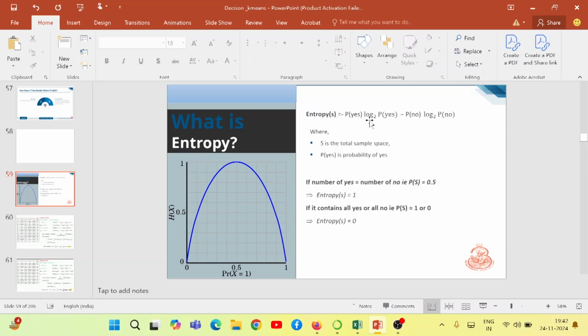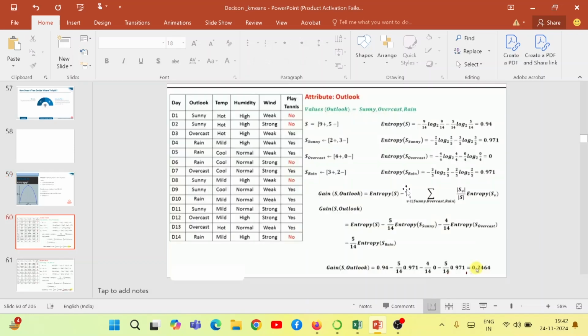Entropy, as we have seen, is calculated by using this formula. Here S is the total sample space, P(S) is the probability of yes. Now there are two situations. If the number of yes is equal to the number of no, in that case the probability would be 0.5. Now if it contains all yes or all no, in that case the probability will become 1 or 0, right? With this assumption, let us move on and discuss this data.